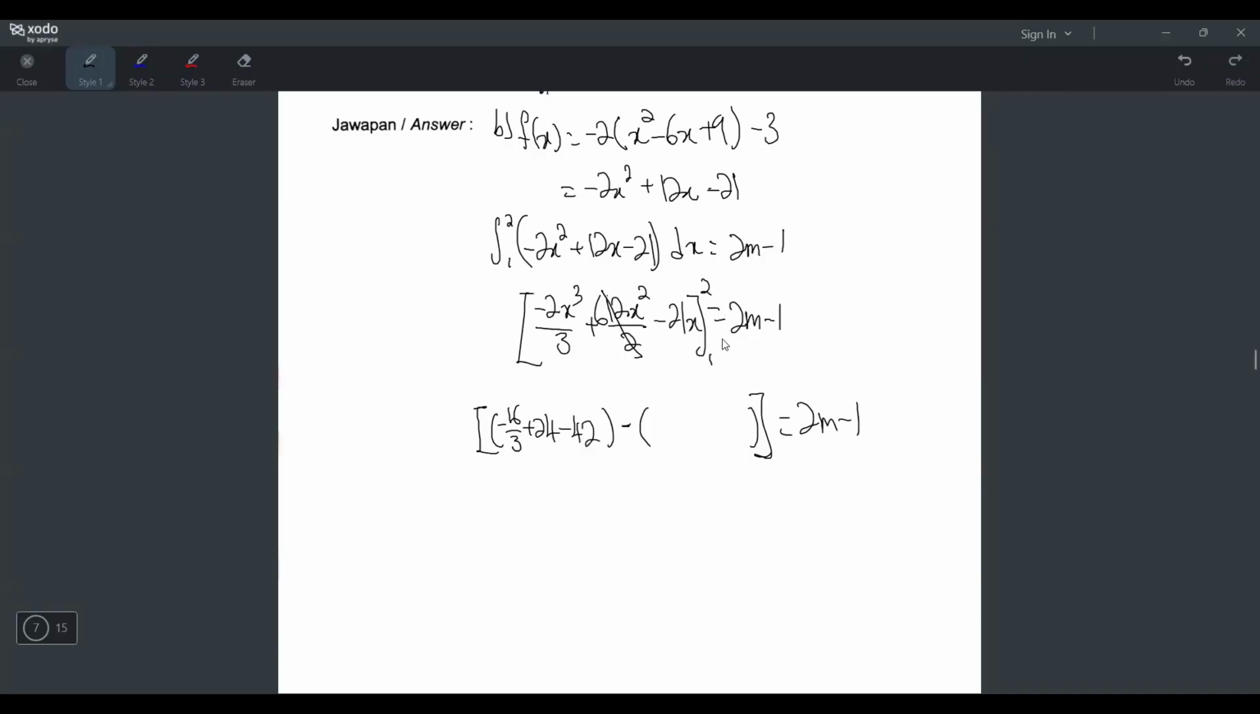So -42, done. Now sub 1 here. 1 power 3 is 1. 1 times -2 over 3, -2 over 3. What about here? 1 square, 1. 1 times 6, +6. Okay, done. 1 times -21, -21. Okay, done.